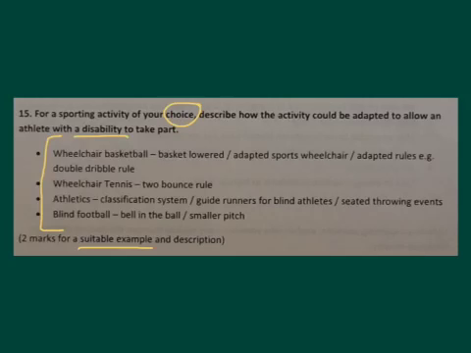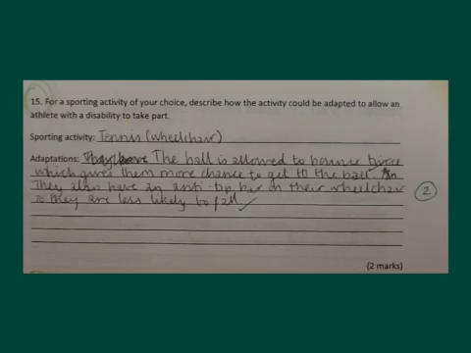So it talks about things like equipment being adapted, here, here, here. Okay, we're also talking about rules being adapted. So double dribble, 2 bounce, guide runners. Okay, so there's lots of different ways that you could adapt activities to make it more suitable for someone in a wheelchair, someone who's blind, or someone with another disability. Let's have a look at some examples.